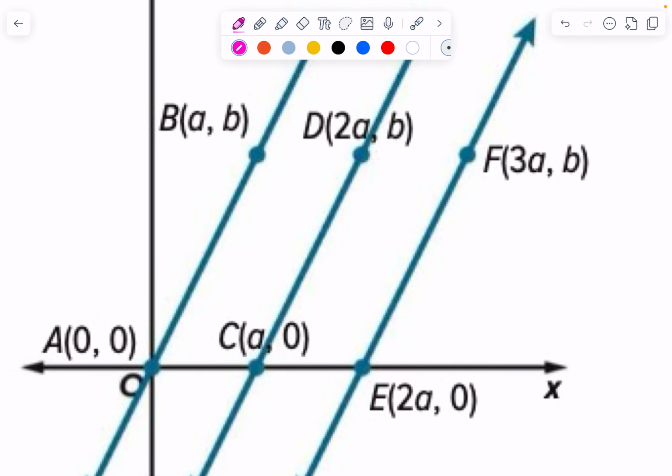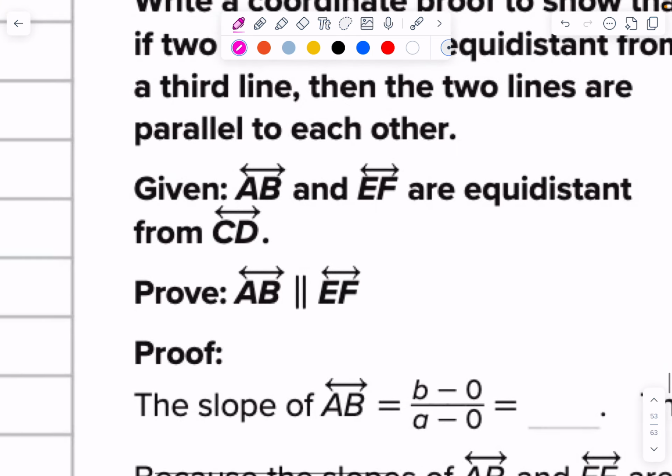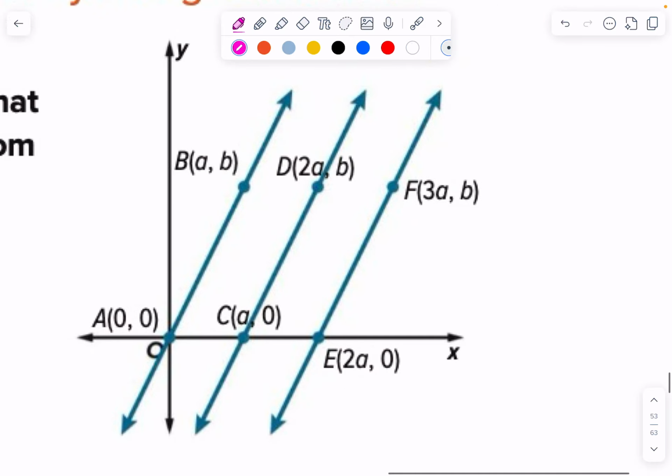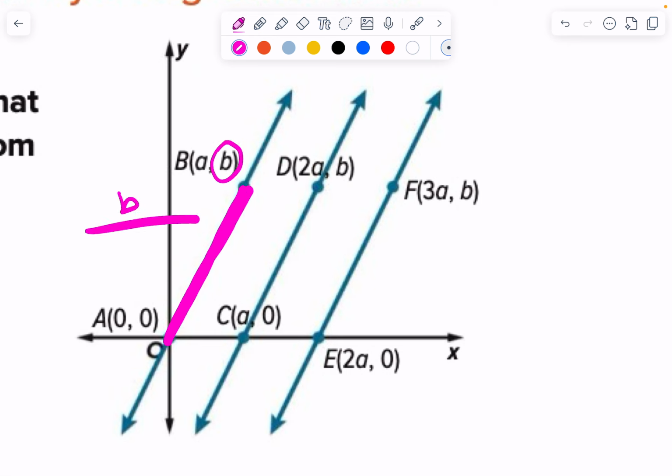We'll just go with it. They want us to show that AB is parallel to EF. What makes two lines parallel is you look at their slope. So if I'm looking at the slope from here to here, I do y2 minus y1. y2 is B, minus y1 is 0. x2 is A, minus x1 is 0. B minus 0 is B, A minus 0 is A, so this guy has a slope of B over A, which is kind of interesting to think about.